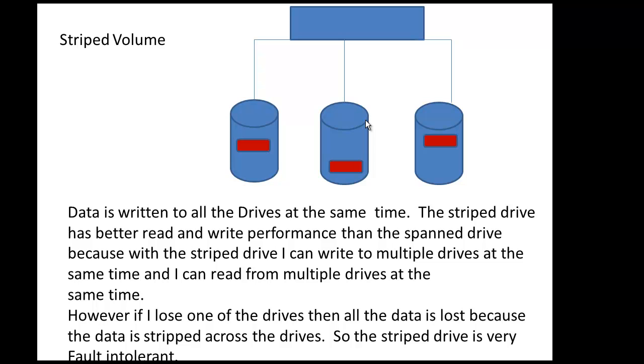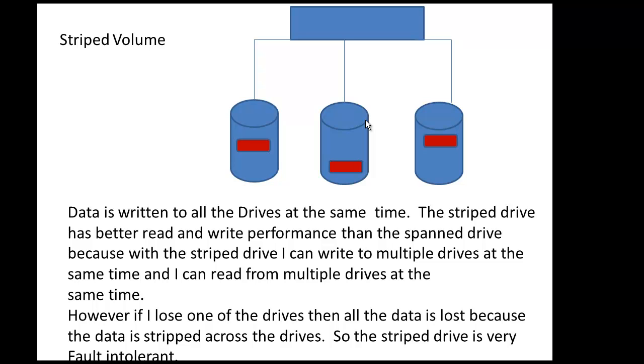With this span, when we save on one disk and that disk is full, the data moves on to the next disk, or the rest of the data goes on to the next disk, and so on and so on. But with the span, if one of those disks fails, then only the data that is on that one disk that failed will not be readable.